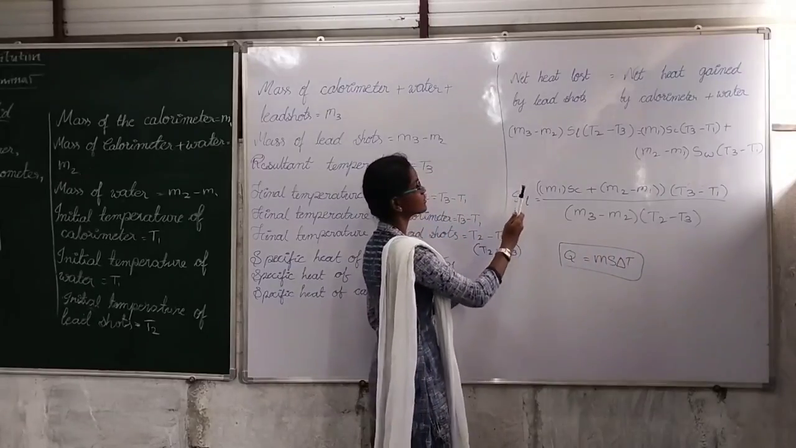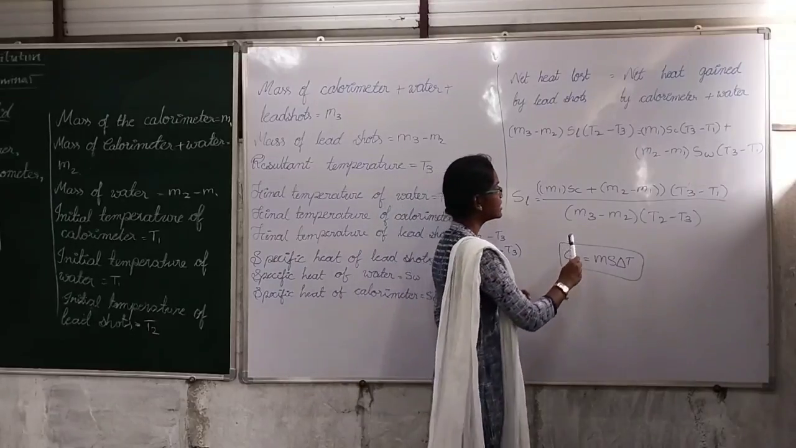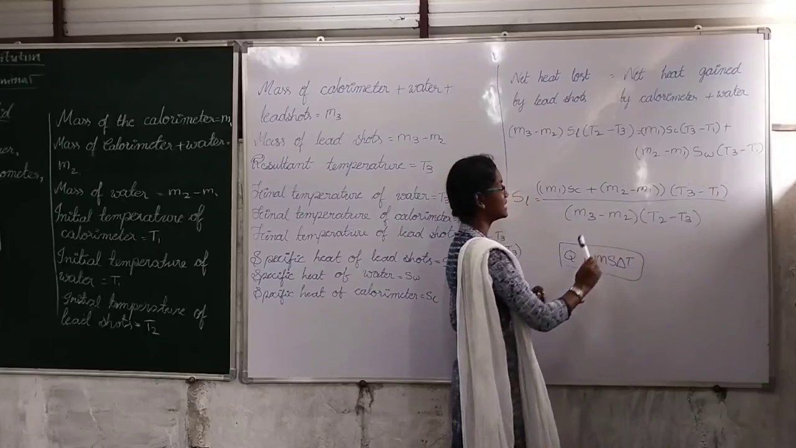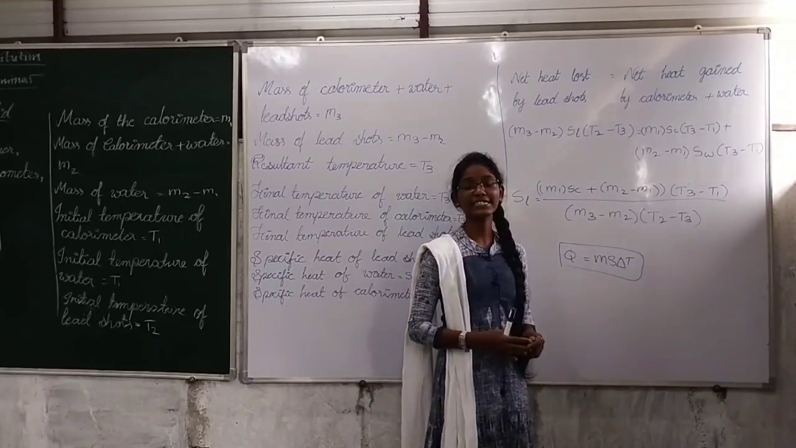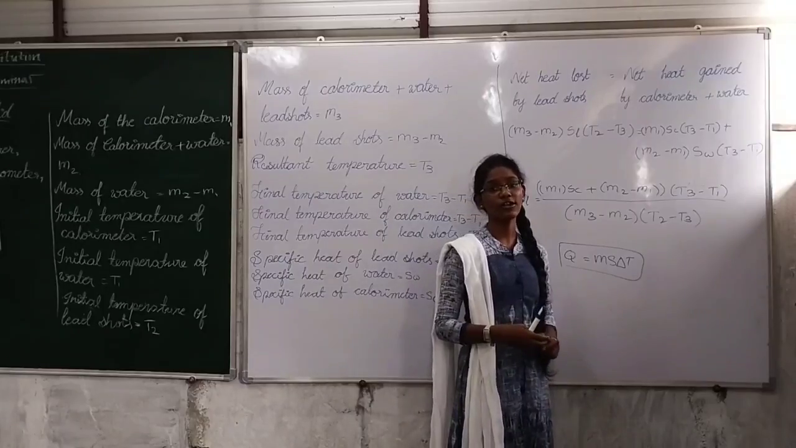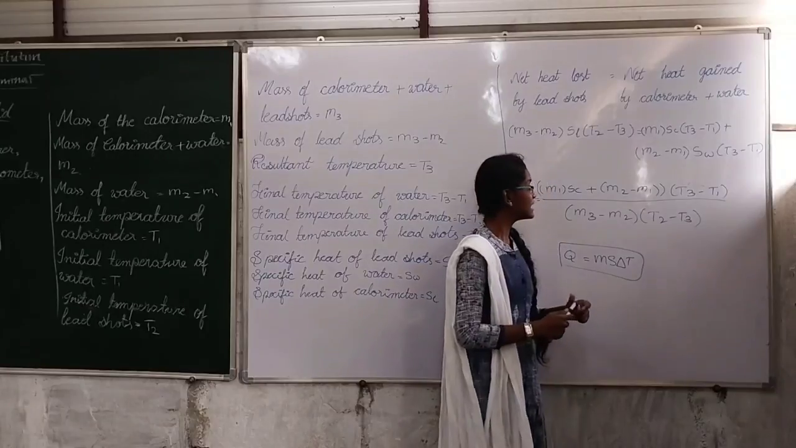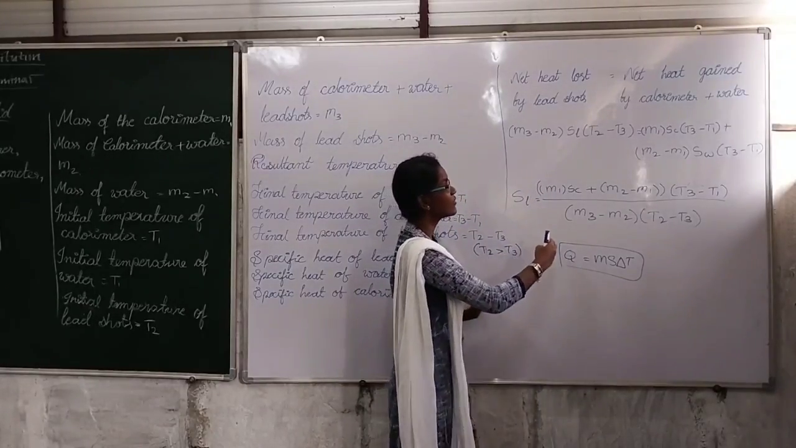we are going to send these values to the right hand side, right? So M3 minus M2 into T2 minus T3. This is the formula that we use for finding the specific heat of a solid. Here the solid that we have taken is the lead shot, so for the specific heat of lead shots we use this formula, right?